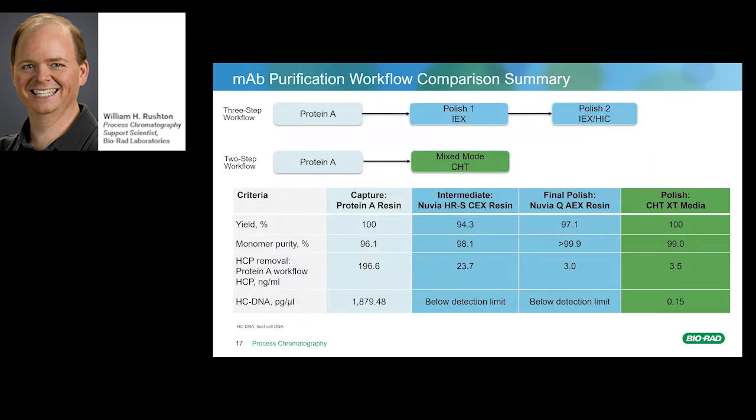Now I'm showing the final comparison of the 3-step versus 2-step. For the 3-step, we had the protein A capture followed by a cation exchange and an anion exchange flow through. The overall yield across the 3 steps was 91.6%. Monomer purity was greater than 99.9%. HCP was 3 nanograms per mL, and host cell DNA was below the limit of detection. For XT, the yield was 100%, the monomer purity was 99%, and you'll see similar HCP and DNA removal. So you're able to show in a two-step process, you're able to get comparable results to the standard three-step process.